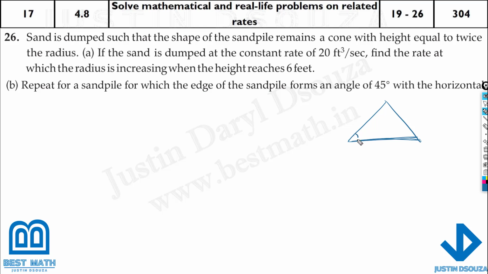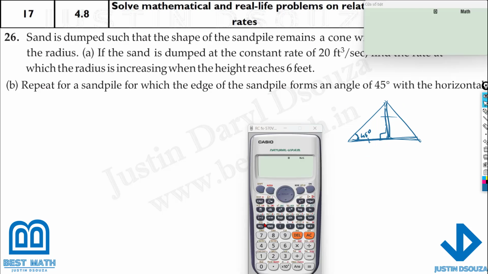So here, what happens when it's 45 degrees? Imagine this is the height, this is the radius, right? 90 degrees. When you have 45 degrees, these values, they both are equal. I'll show you in the calculator why they're equal. If you have these two sides, say 3 and 3, what is tan theta? Tan theta is opposite by adjacent, right? Hypotenuse is not involved. Tan inverse of the same thing. So 3 and 3 gives 45 degrees.